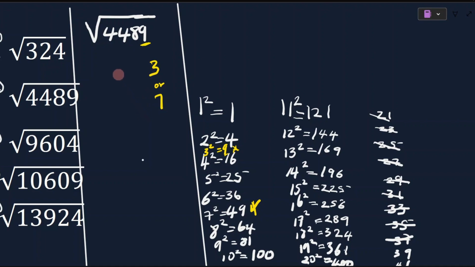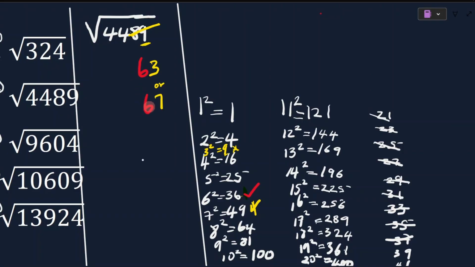Next, we cancel the last 2 digits. That is, we cancel 89 in this square root and we have 44 left. The next thing to do is to find the number which when squared will give us a number very close to 44 but not more than 44. It cannot be 7 squared because 7 squared is 49, which is more than 44. So instead we are going to have 6 squared, because 6 squared is 36, which is below 44. So our answer is going to be 63 or 67.